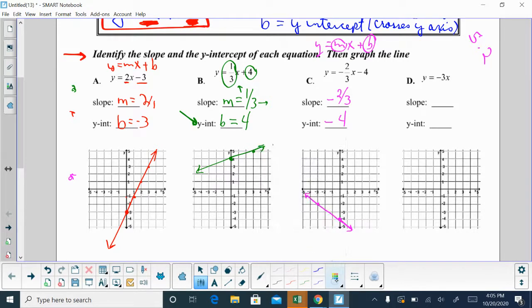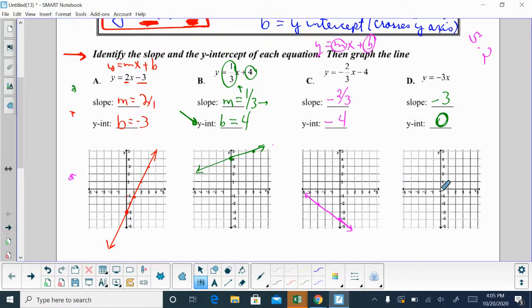Now let's work on D. Looks like y equals negative 3x plus nothing. It is in the form of y equals mx plus b, but in this case, b is 0. If nothing is written in there, we understand that to mean 0. Why write it? And my slope is a negative 3.